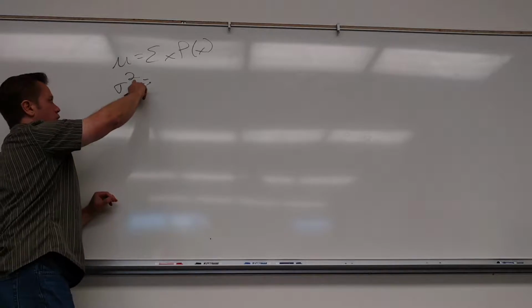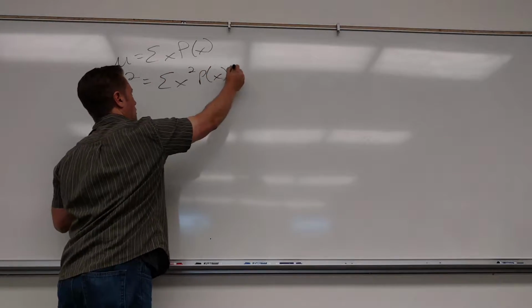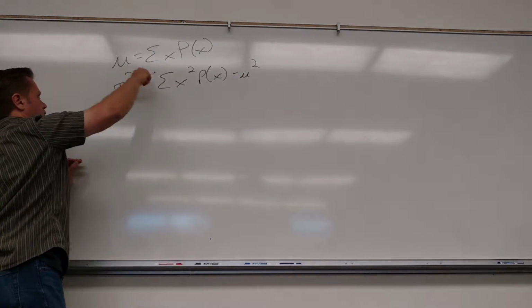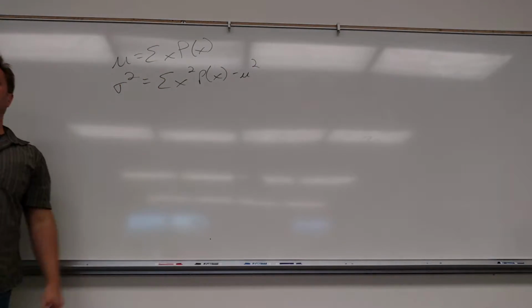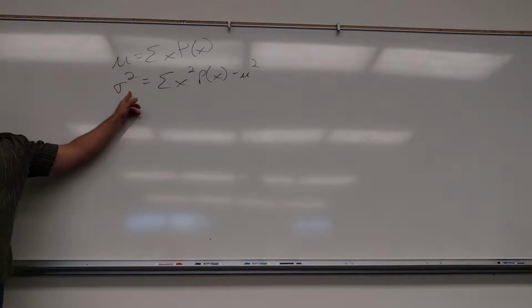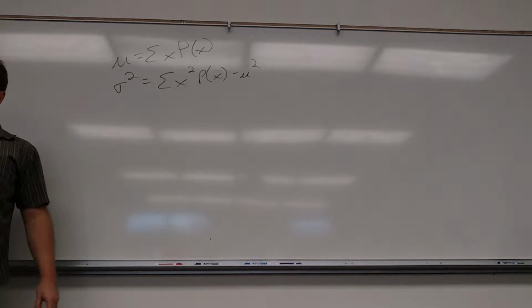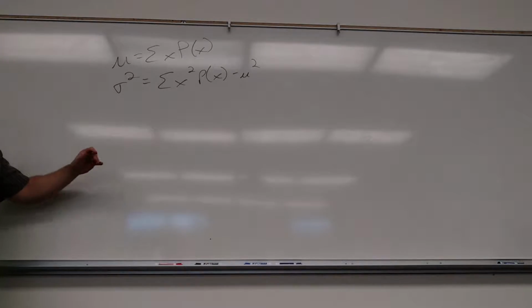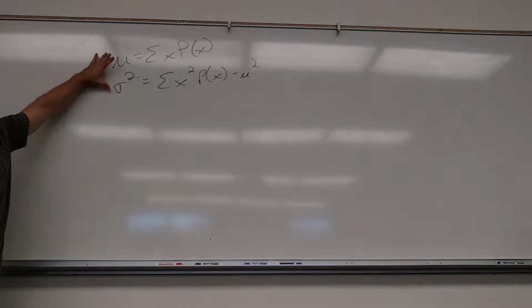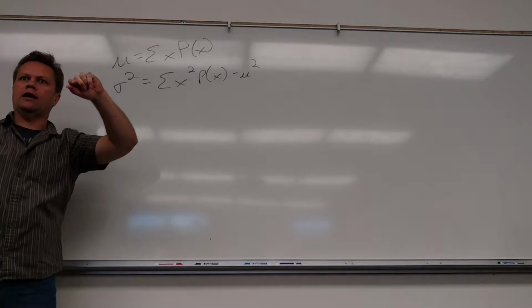It's up to you. You can either write the variance, or you can write standard deviation equals the square root of all that. Either way you want to write it. You guys with me? Because if you get the variance, how do you get the standard deviation? You take the square root of it. Okay.